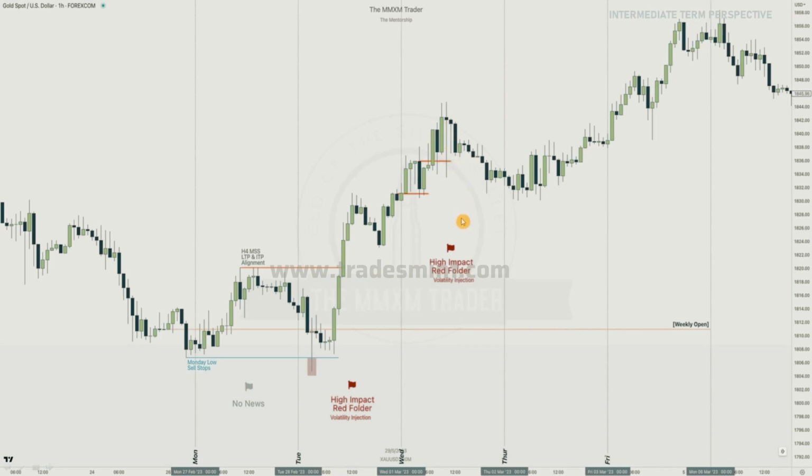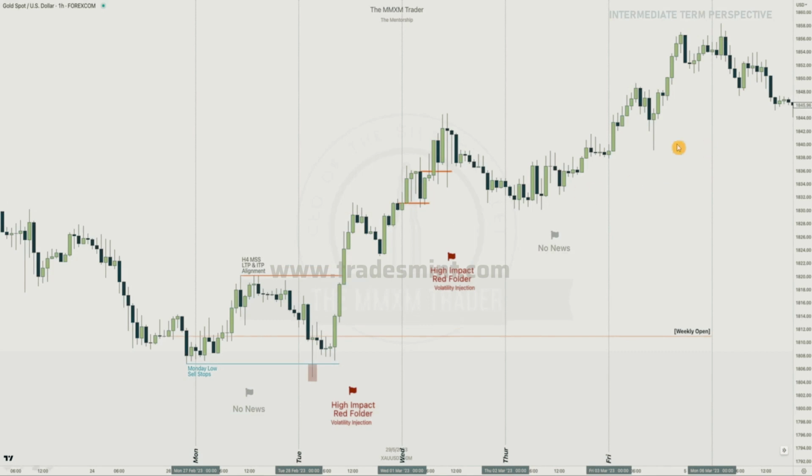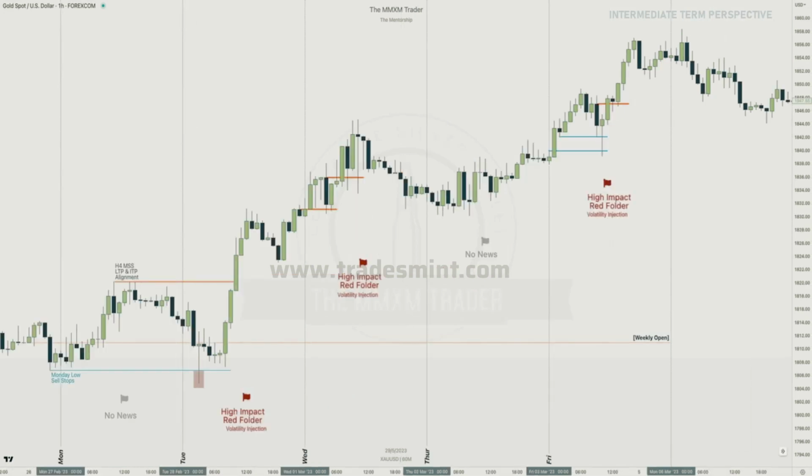Now, what happens on Thursday? We don't have any news on Thursday, so how does that look? We have an indecisive day, right? And then at the end of the week, we have another high impact news red folder, so another volatility injection over here. So keep in mind, very important, if you're looking at your long-term perspective, your intermediate term perspective has to be in line. And then we look at the economic calendar, right? Which day is most probable to create the low of the week or high of the week?